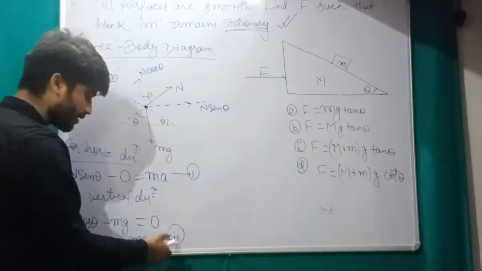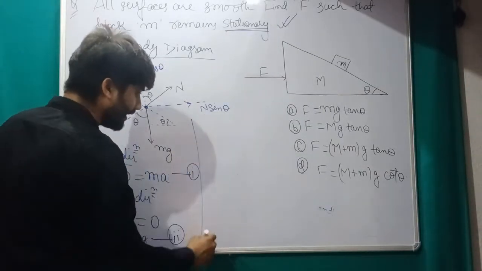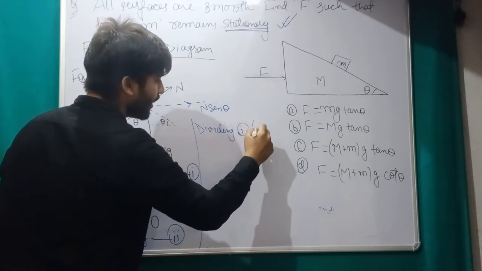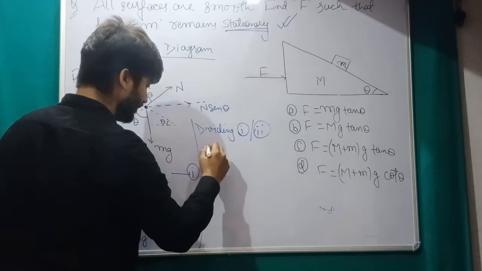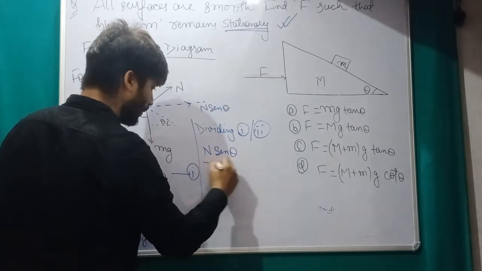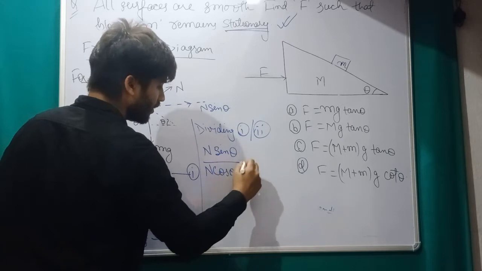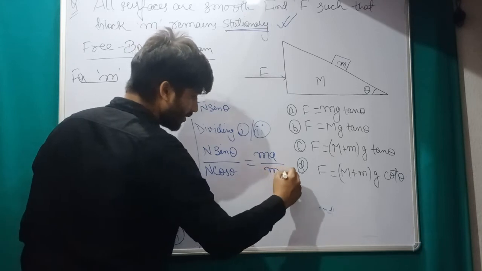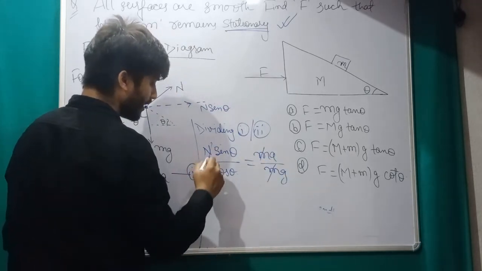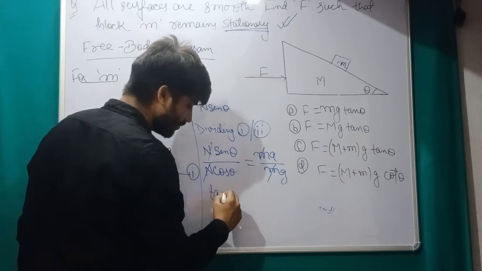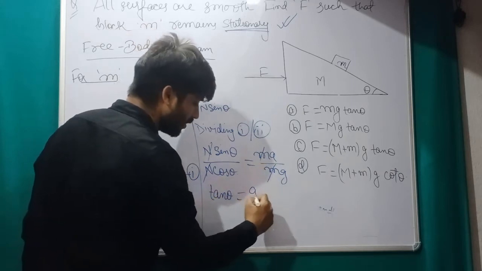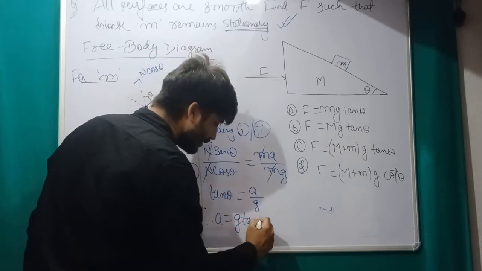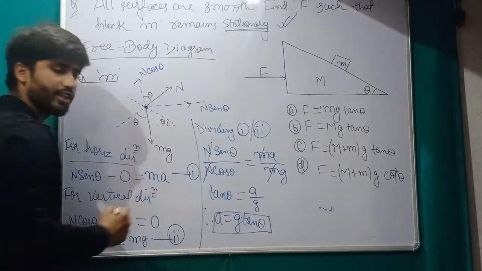We have two equations. Dividing 1 by 2, N sin theta upon N cos theta equals m a upon m g. m will cancel, N will cancel, sin upon cos is tan theta. Tan theta equals a upon g. What will be the acceleration? Therefore acceleration will become g tan theta.